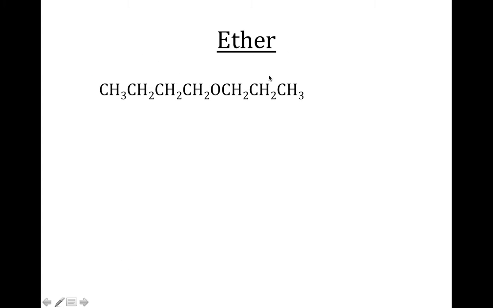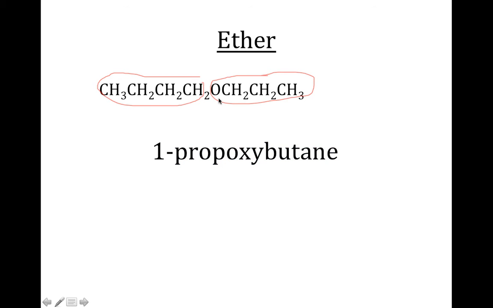Okay, so let's say that this is our main chain here, and this is going to be our branch. So our main chain is butane, and then this is going to be propane, and has an oxygen, so it becomes propoxy. And we go 1-propoxybutane.